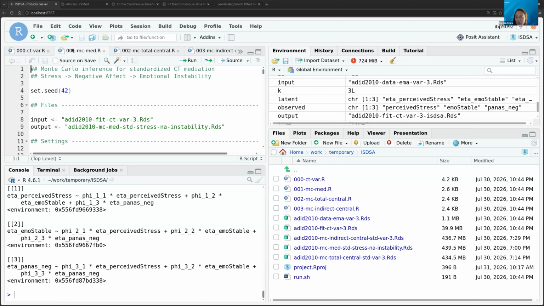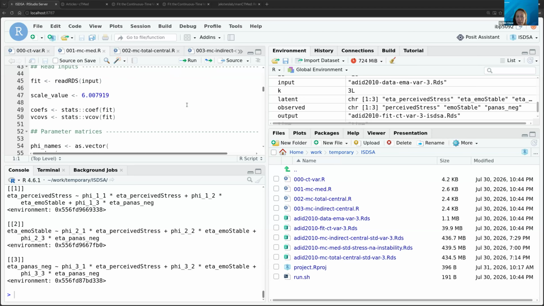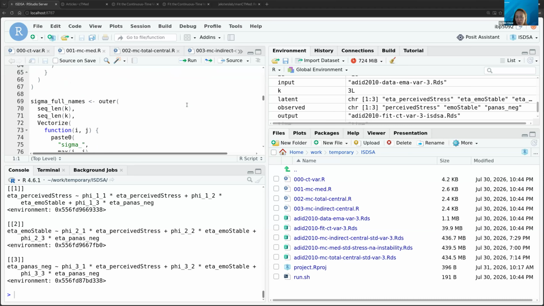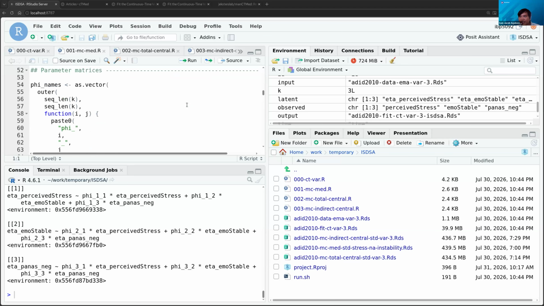So it looks like in your code, things are pretty automated, in the sense that the key things that people would need to change, if you scroll down a little bit, would be the names of the observed variables, to make sure that they match what you have in your data set. So scroll up a little bit more, right?